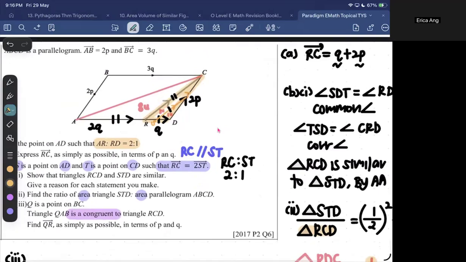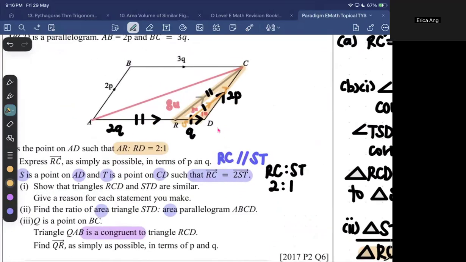So they say, what's the triangle? QAB. So the AB is here, right? That means your Q must be where? Your Q must be somewhere here, because Q is lying on BC. So it's like that. So these two triangles are congruent. These two highlighted triangles are congruent already. That means they must be exactly the same.